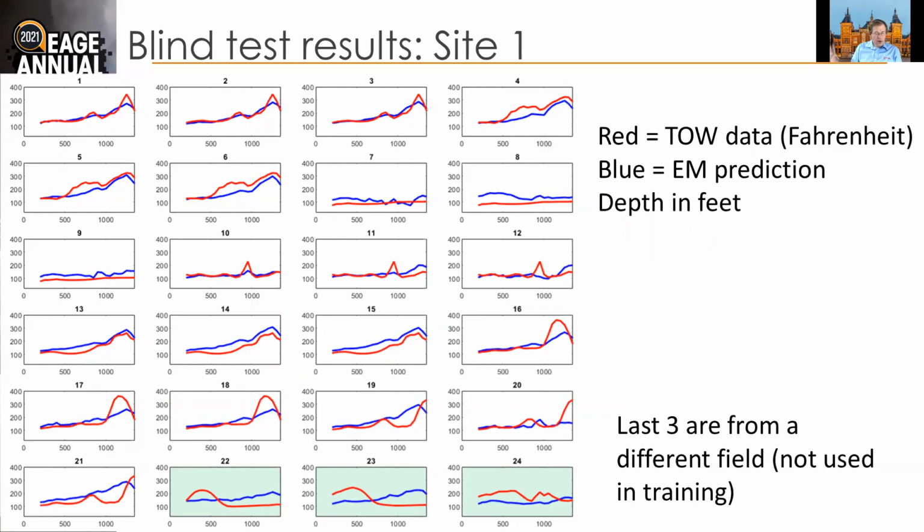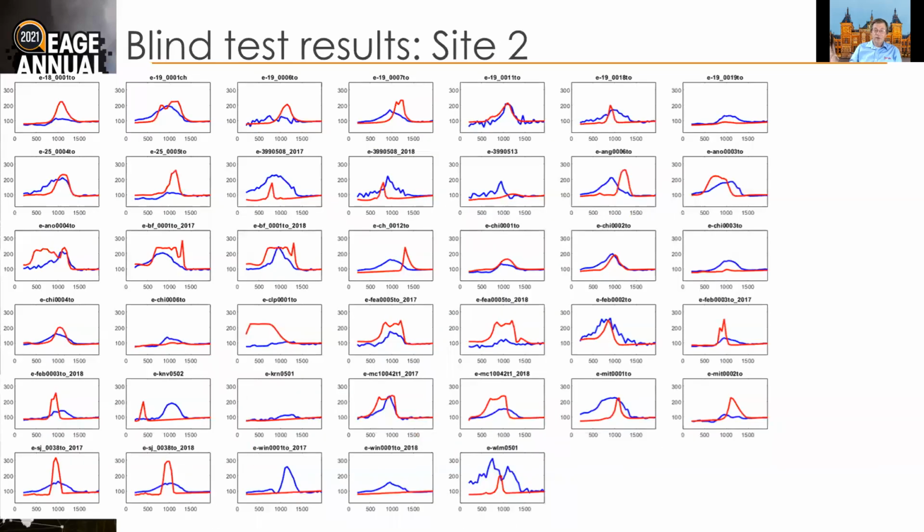The green ones are the wells from the third site where we did not have enough information to train. So we trained our network on the big site with 21 wells, and then applied it to the other, with very bad results. That's as expected because the geology is different there, and our network was just trained to distinguish geology from temperature in that particular environment.